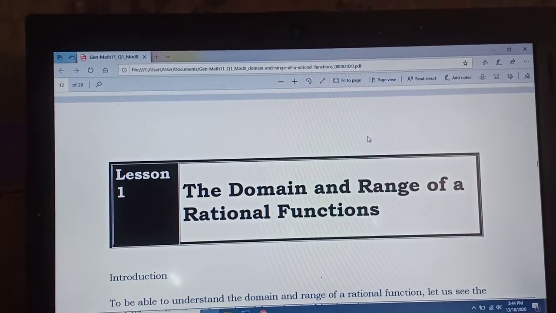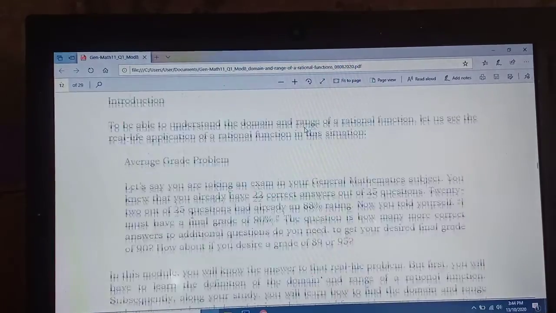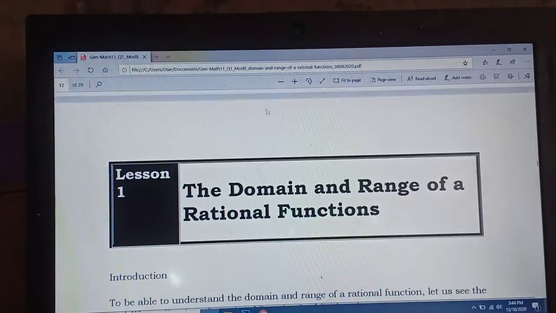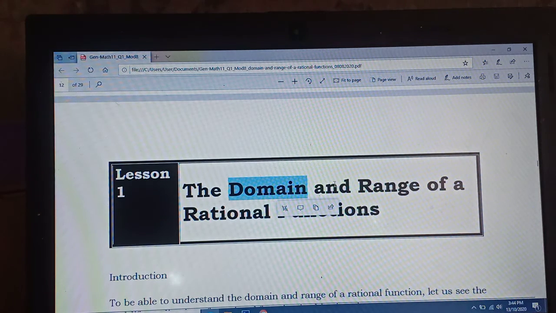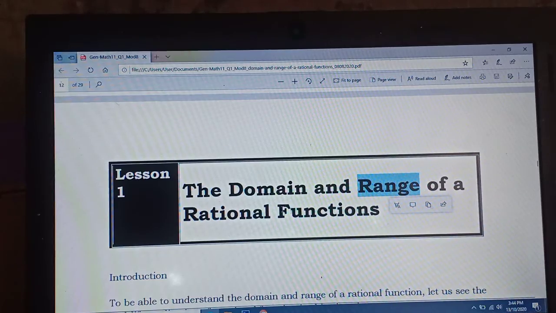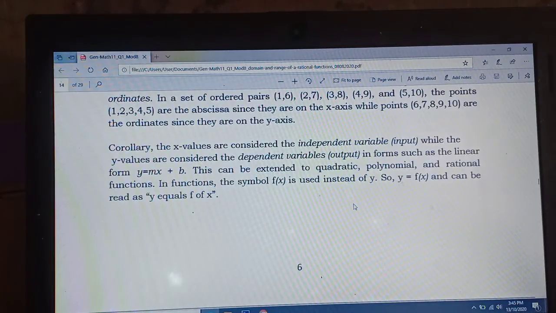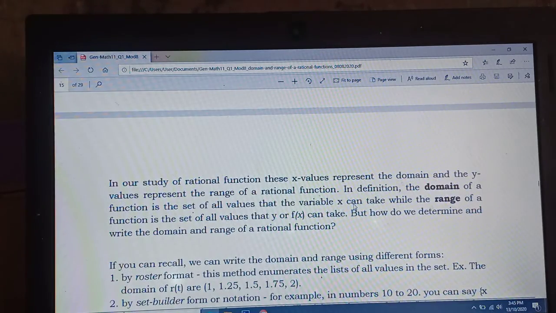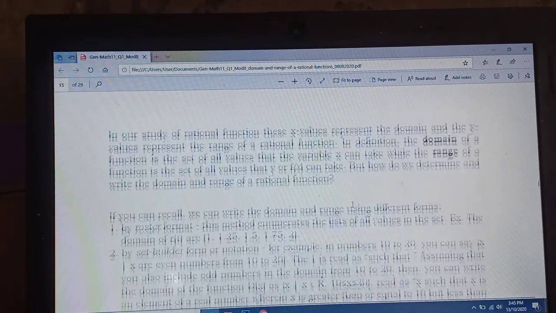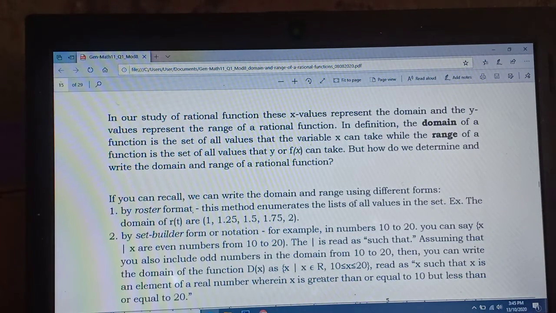Next we have the domain and range of a rational function. When we say domain, it is the set of permissible values of x, and the range is the set of all permissible values of y for the rational function. So let's try to have some recall on how to write the domain and range in various forms.